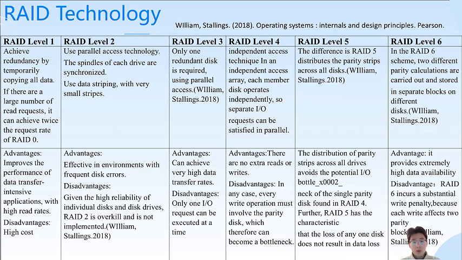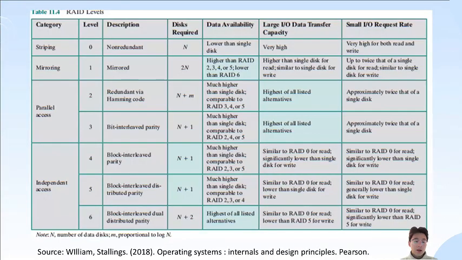Level three requires only one redundant disk, using parallel access. And you can see the advantage and the disadvantage. And level four, you can see here in this chart the advantage and disadvantage. Okay, this chart is from the textbook.